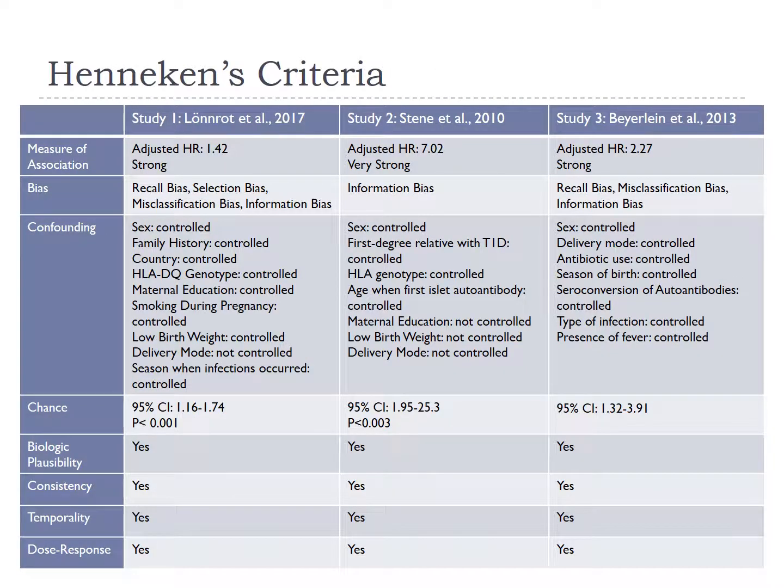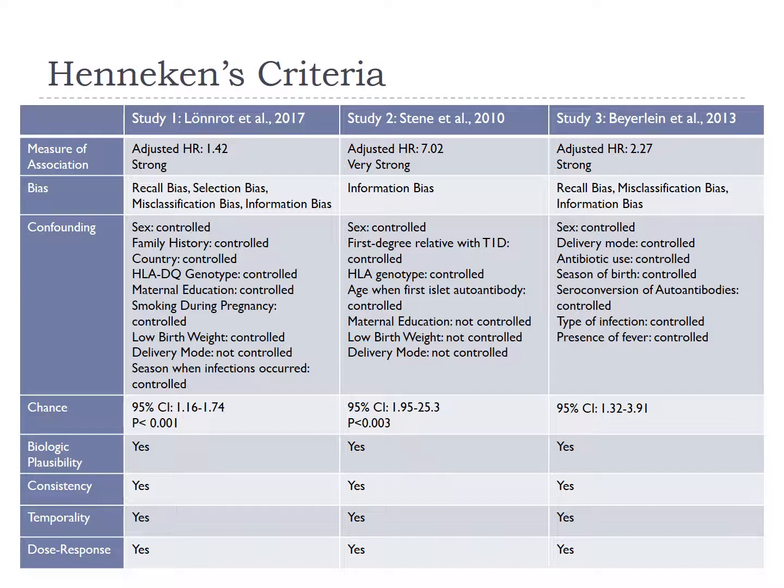Hennekens' criteria is useful to determine association between exposure and outcome. In Study 1, the measure of association is an adjusted hazard ratio of 1.42. This indicates a strong association. This cannot be due to chance because the confidence interval is from 1.16 to 1.74 and does not include the number 1. In Study 2, the hazard ratio is 7.02 and the confidence interval is 1.95 to 25.3. This also shows that this association cannot be due to chance alone, even though the confidence interval is very wide.